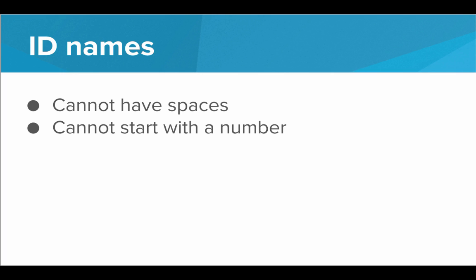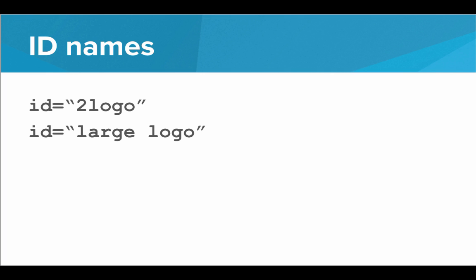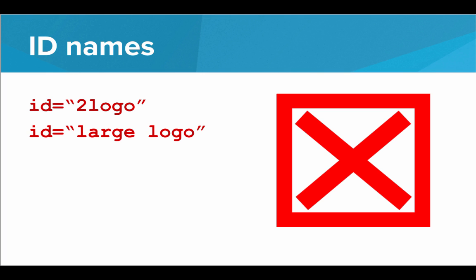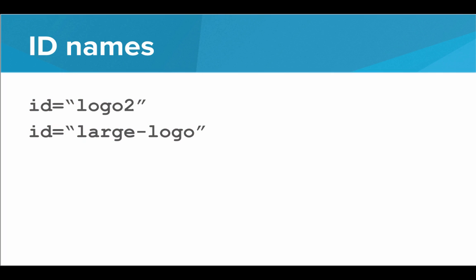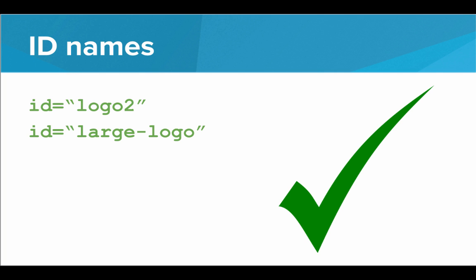Now just like class names, ID names cannot have spaces and they cannot start with a number. So both of these ID names would not be valid. The first one starts with a number and the second one has a space. So to fix it, just put the number at the end and replace spaces with a dash. So logo2 is a valid name and large-logo is a valid ID name.